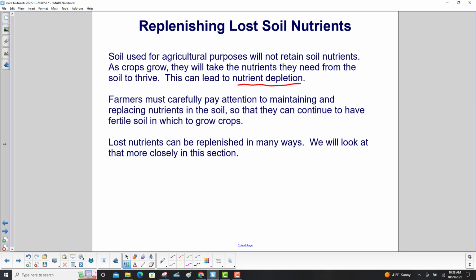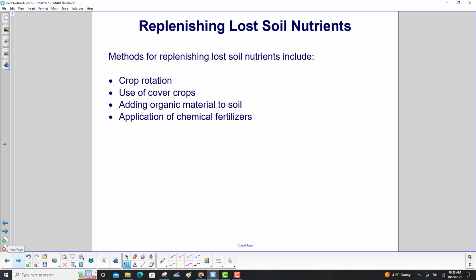Lost nutrients can be replenished in many ways. We will look at that more closely in this section. Methods for replenishing lost soil nutrients include crop rotation, use of cover crops, adding organic material to soil, and application of chemical fertilizers.